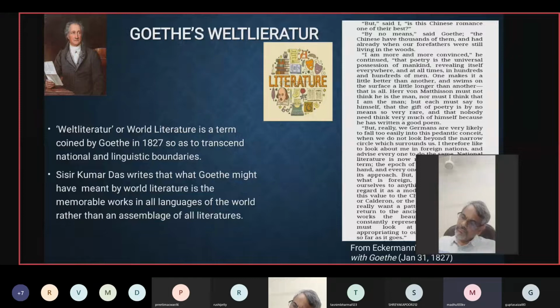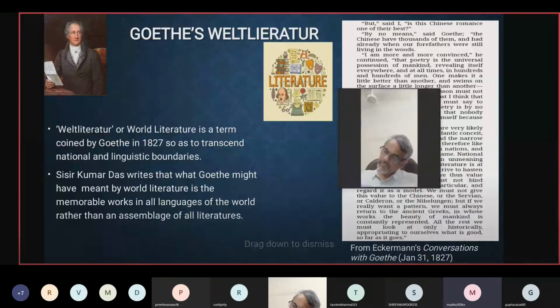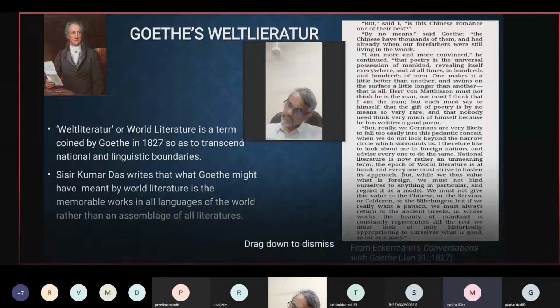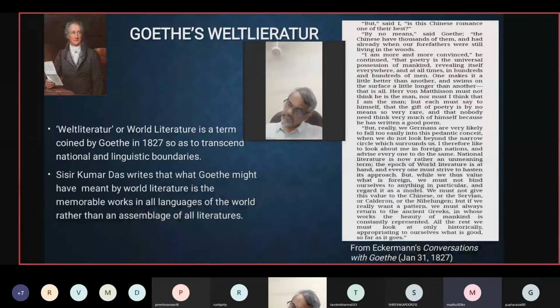On the right hand side, I've shown this snippet from Eckermann's notes, Conversations with Goethe. He notes down a conversation he had with Goethe when Goethe was reading a Chinese novel. Eckermann is taken by surprise. He asked Goethe, aren't Chinese novels indecent and vulgar? Why are you reading them? Goethe said, not at all. And that is when Eckermann says maybe it's just a chance success and just one text in the Oriental literature that turned out to be a good book.